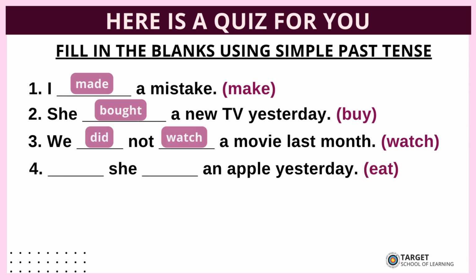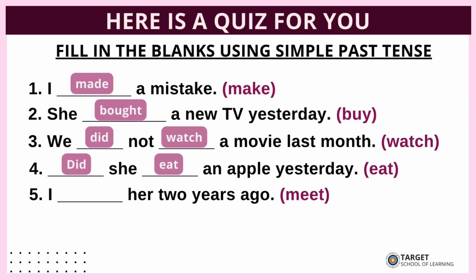Dash she dash an apple yesterday? As it's an interrogative sentence and the helping verb of simple past tense is did. So the correct answer is did she eat an apple yesterday? Did is always to be followed by the base form of the verb, so eat remains eat. Last but not the least, I dash her 2 years ago. The second form of the verb meet is met. So the correct answer is I met her 2 years ago.